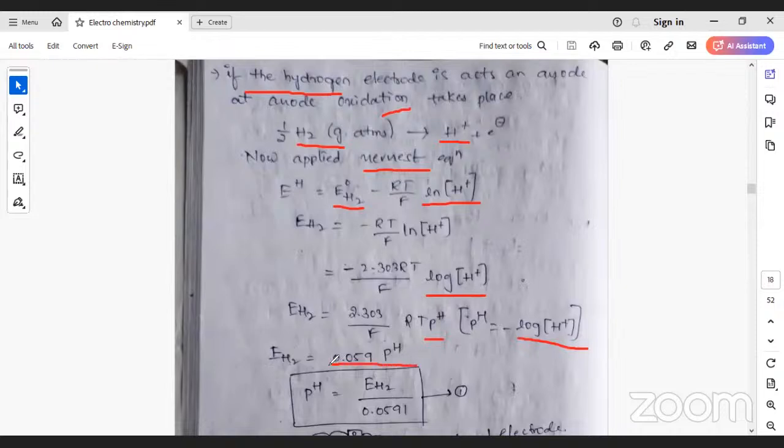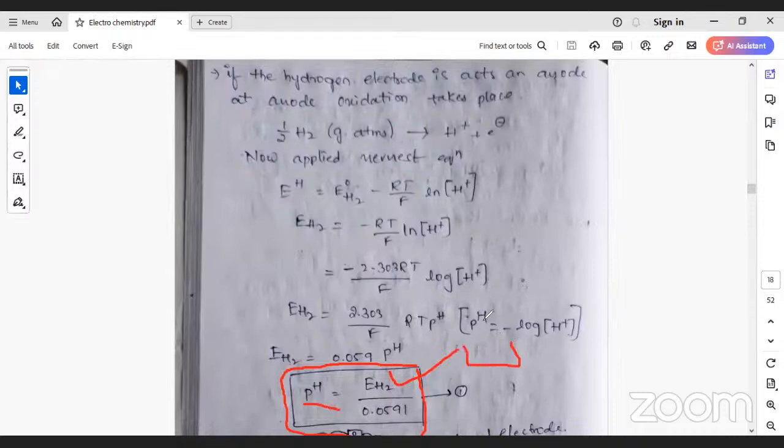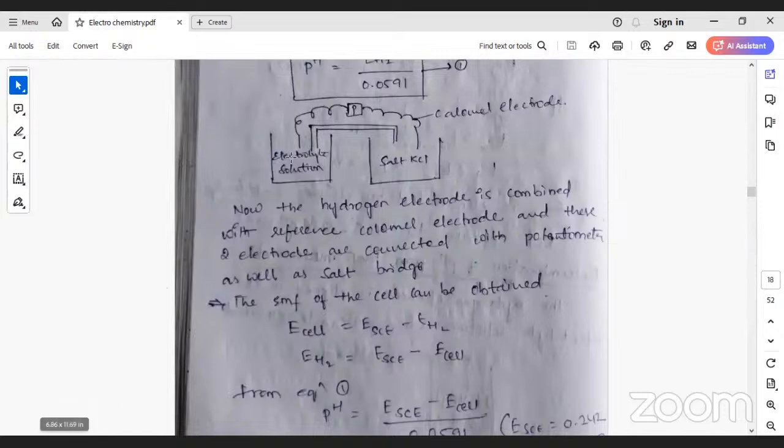So here we get the pH equation, that is pH is equal to E of H2 by 0.059. So if we know the E of H2, that is the reduction potential of the hydrogen electrode, we'll get the pH of the solution. For this, what we should do is couple this hydrogen electrode with the calomel electrode. This is the calomel electrode. Once the electrodes are coupled with each other, that produces the E cell. How we are getting the E cell, that we will see.